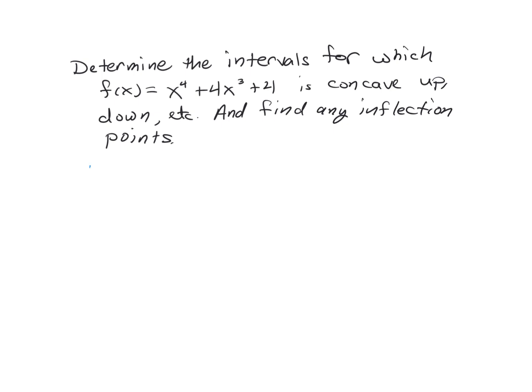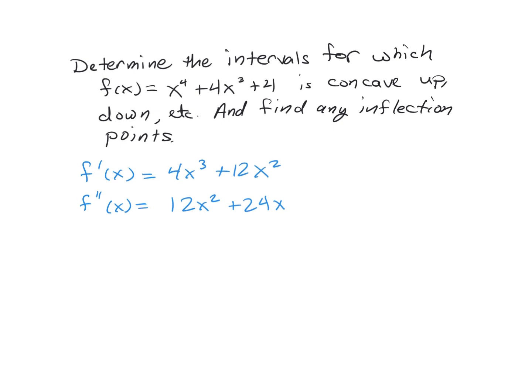So our first derivative, which we need to get first, is 4x cubed plus 12x squared, and of course the derivative of 4 is 0. And then our second derivative is 12x squared plus 24 times x. And now we're going to be needing to find when the second derivative is undefined or equal to 0.